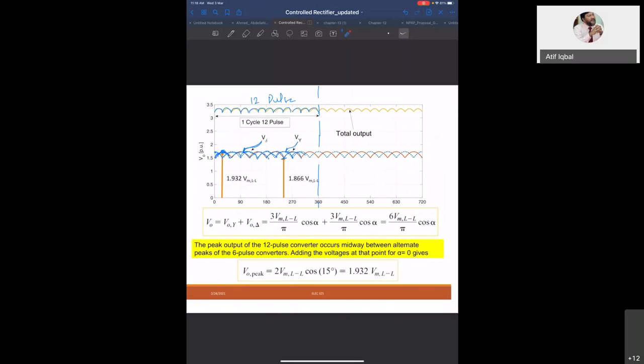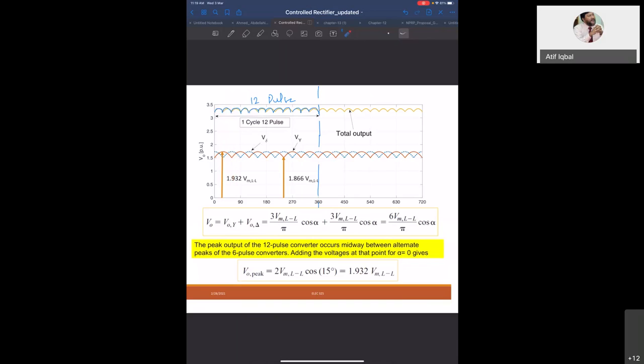Yeah, this should be 0.9. No, sorry, not this one. It should be this. This value should be 1.932. Okay, I will correct it anyway, because this is the peak value, only root 3. This is root 3. But when you add these two, what we get is 1.93 as my peak value.